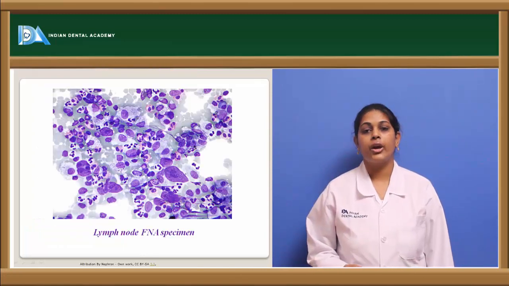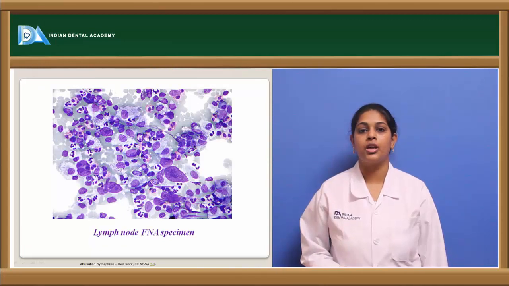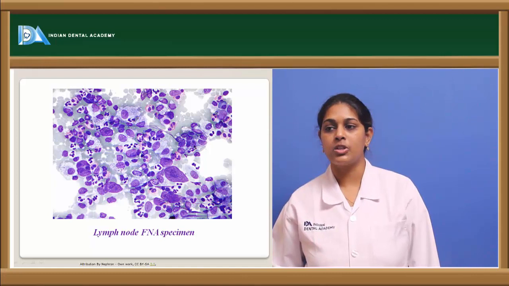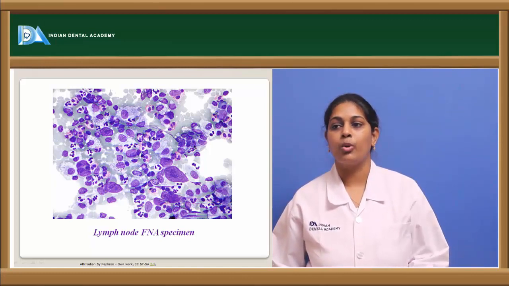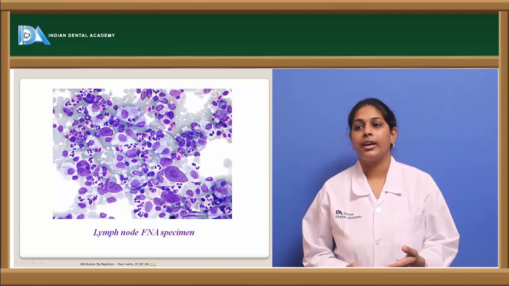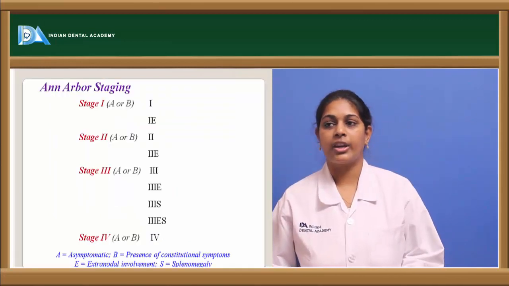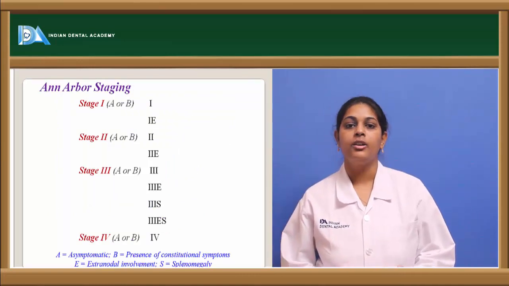So this is a picture showing the FNAC, that is fine needle aspiration cytology, from a lymph node, where the aspiration demonstrates the presence of various populations of cells. It shows various mononuclear cells as well as the presence of Reed-Sternberg cells, which can be seen in the slide under a microscope.